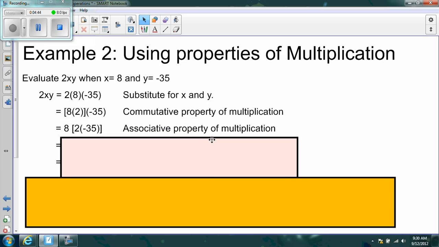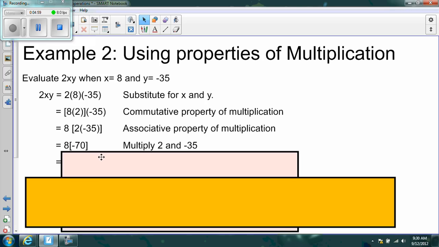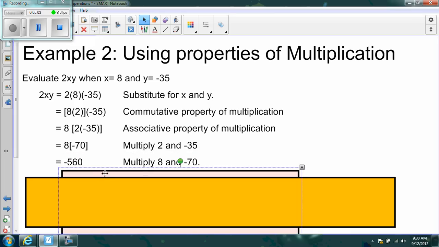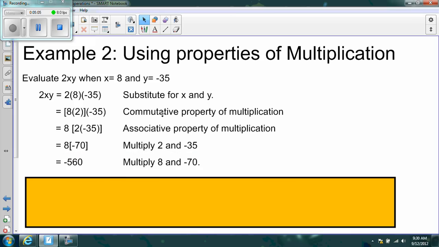But actually I changed my mind. I don't think the 8 and the 2 are easier. So I'm going to change my grouping again, even though I changed the order, to be 8 times 2 times negative 35. Do what's in here first. 2 times negative 35 is going to be negative 70. 8 times negative 70 is easier, so negative 560. So you can change your mind and fix it as you go. In this case, we switch the order, which is the commutative property. So the 8 and the 2, we swap sides, and then we change the grouping.